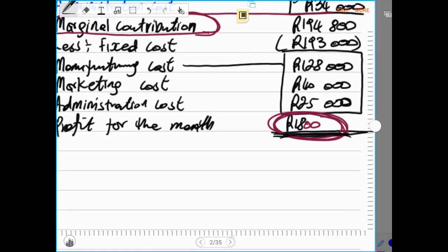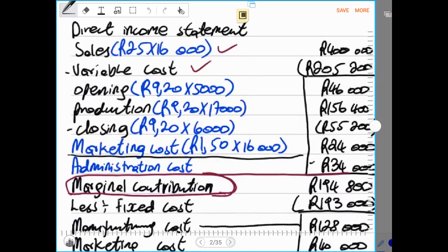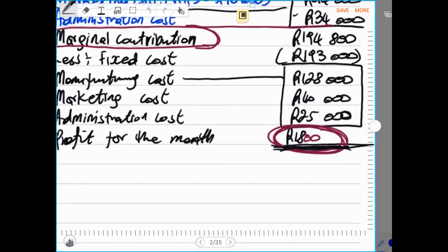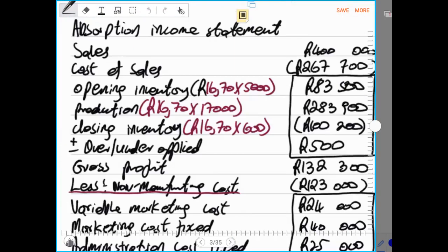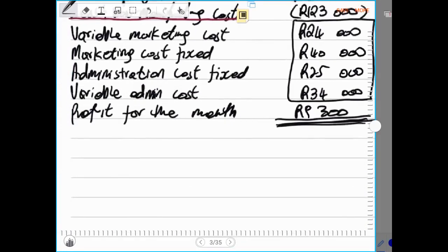And why is that the case? It is because of that golden rule. The golden rule said that if the opening inventory is lower than the closing inventory, therefore the absorption income statement will be higher than the direct income statement. So now that is surely correct, because 1.8 is less than 9,300, the profit of the absorption income statement.